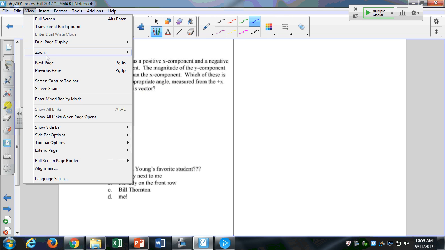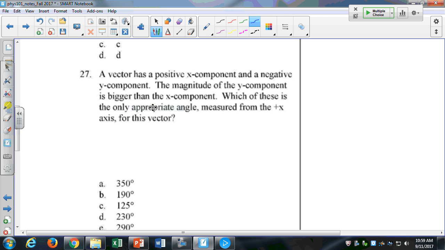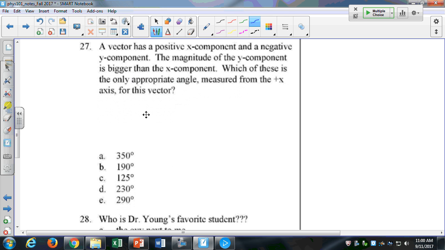Number 27 on exam 1 has a positive x component and a negative y component. The y component is bigger than the x component. Which of these is a possible angle? When you're looking at these, you want to first figure out what quadrant it is in, and then that might be good enough to find the answer. Put in your answer now.